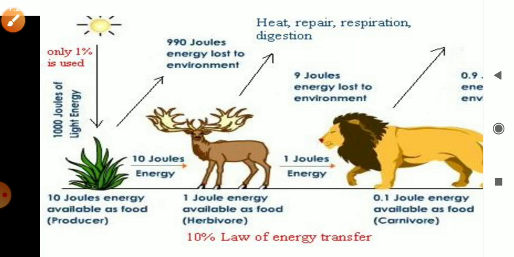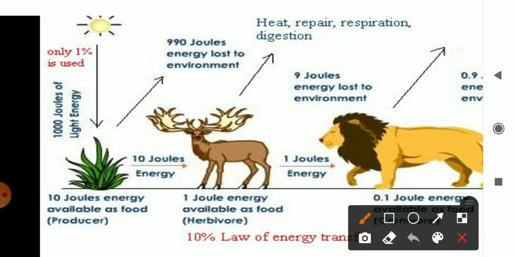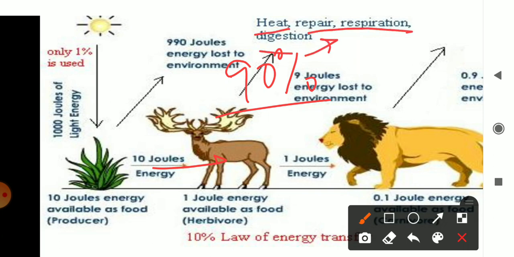Now in the next level, that is the herbivore level, in this case you find that 90% of the total energy which it gets from the producer, it's going to lose as heat or for repair, respiration, digestion, growth, development, etc.